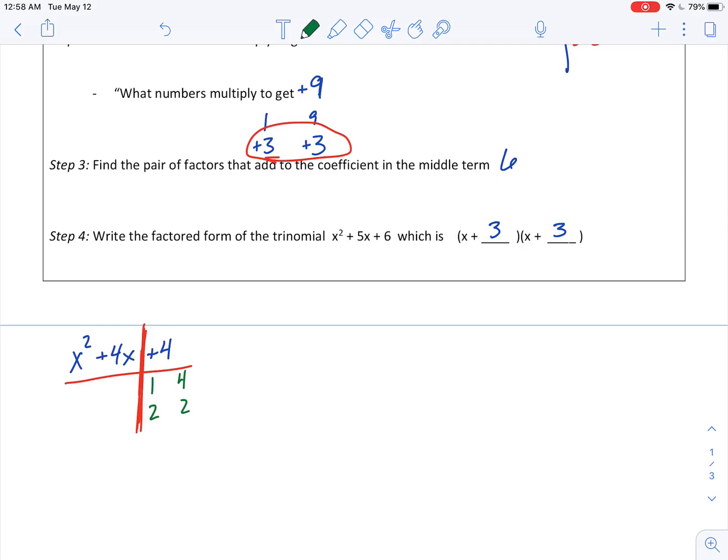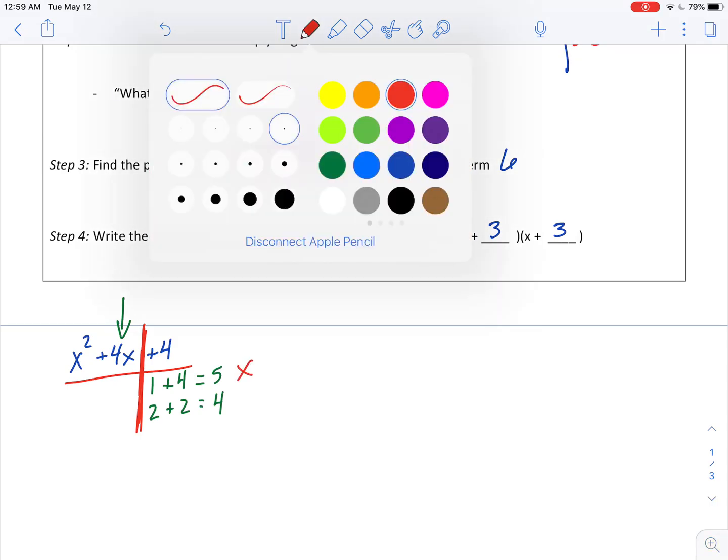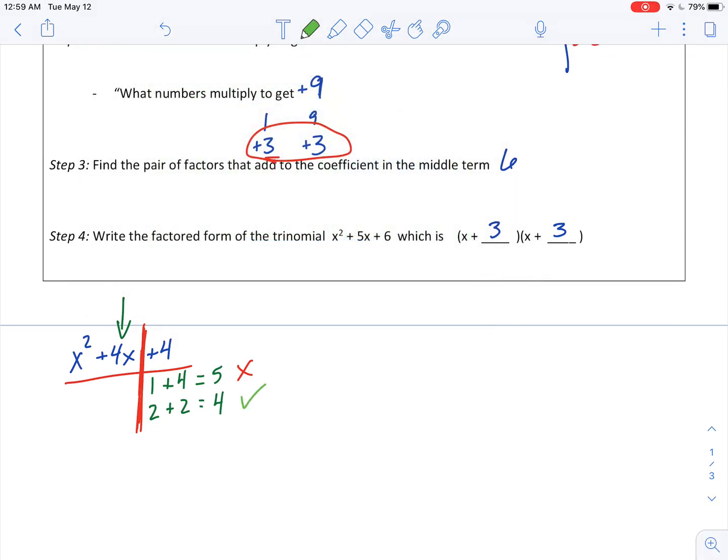Again, I'm looking for the pair that's going to add to 4 today, because both of these signs are positive. I've got a positive sign and a positive sign, so I want to add these to get 4. 1 plus 4 is 5. 2 plus 2 is 4. So this first one is not going to work, but the second one will work, because they add to that middle term.